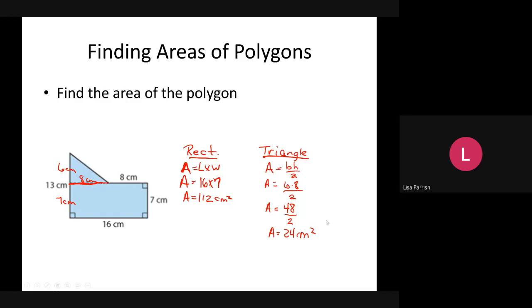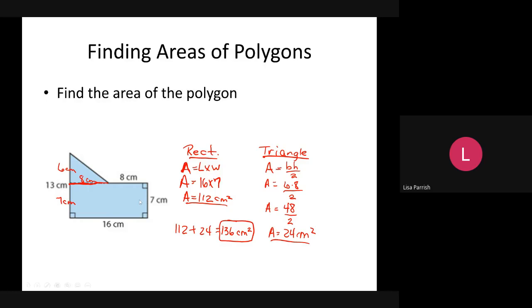Okay. Now, I found the area of the rectangle and the area of the triangle, but we want the total area of the entire polygon. So once I've done that, here comes the easy part. I take 112 plus 24, add that up, and I get 136 centimeters squared. So the area of the entire polygon is 136 centimeters squared.